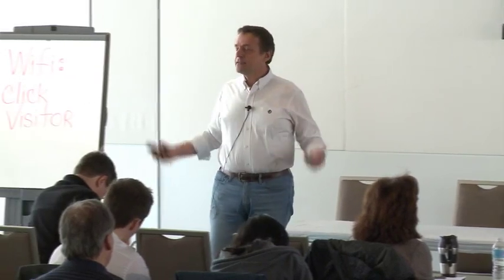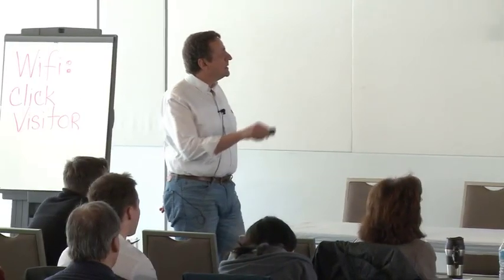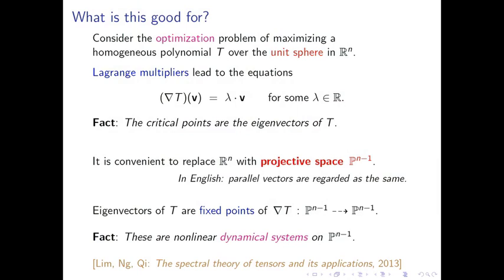Now, the spectral theory of tensors as a field in, let's say, applied math and scientific computing, was pioneered by Lim and Qi. They have a nice article from a couple of years ago. But what I'm trying to say here is that this really goes back hundreds of years, to the problem of maximizing a polynomial on the sphere, or to finding the fixed points of a polynomial self-map of projective space.